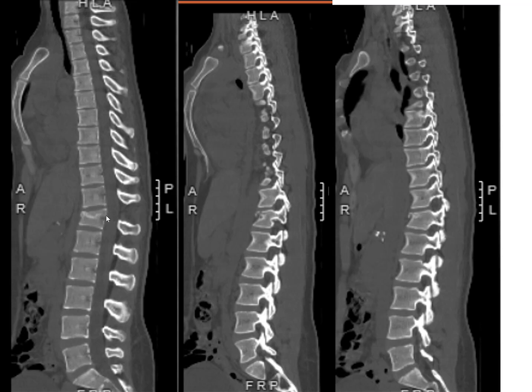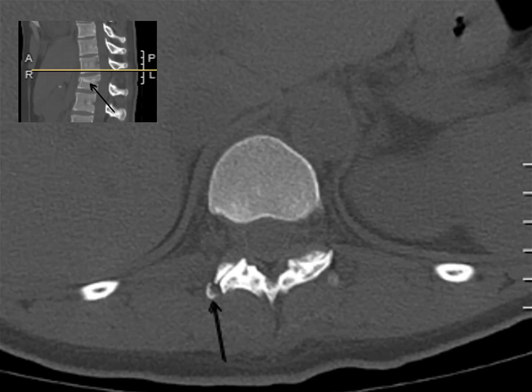So the cortex posteriorly between the pedicles is right between the superior endplate and the basivertebral vein, that posterior cortex. That's right between the pedicles. Now the pedicles break and that piece in the middle comes back. Right. Okay.